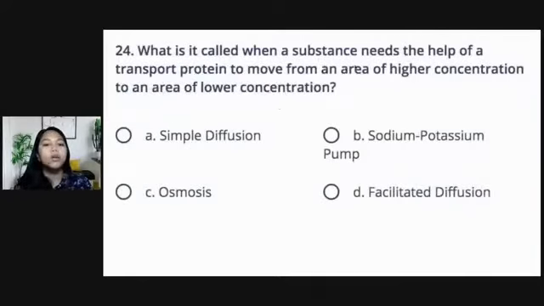What is it called when a substance needs the help of a transport protein to move from an area of higher concentration to an area of lower concentration? Is it letter A, simple diffusion, letter B, sodium-potassium pump, letter C, osmosis, or letter D, facilitated diffusion? Which one is the correct choice for number 24? Parang wala nang sumasagot. Namatay na lahat ng neurons nyo.